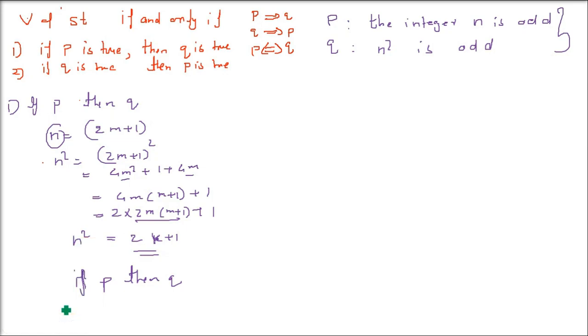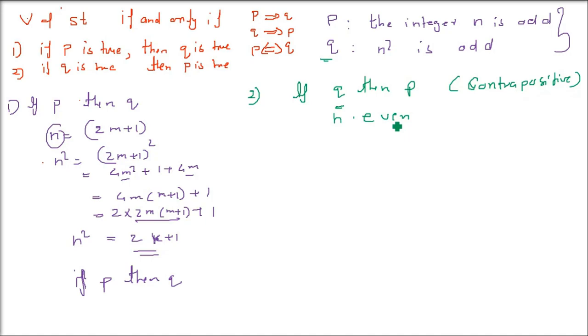Now coming to the second one, which is if Q then P. And we will do it by the contrapositive method, not the direct method. We will assume that n is not odd. So n is even. n is even means n has to be 2 into something, 2 into k.